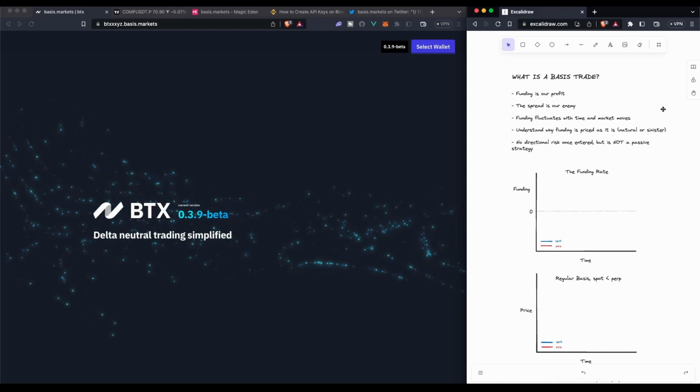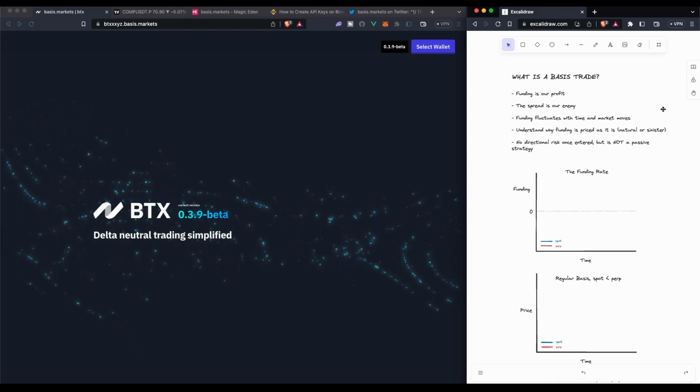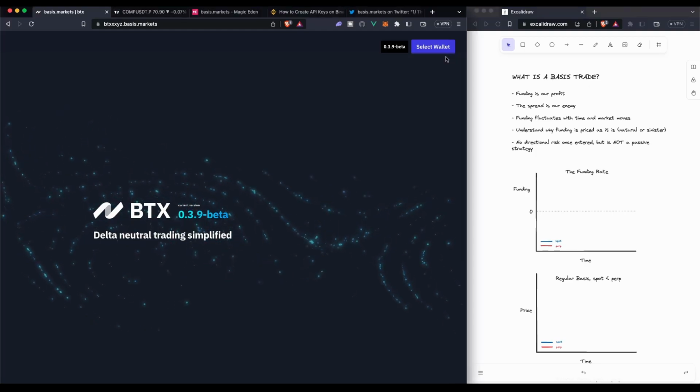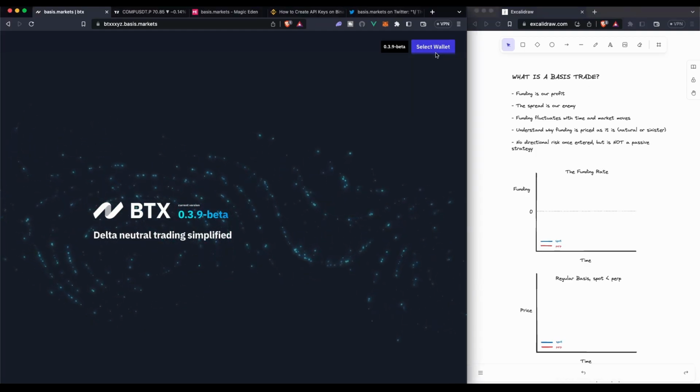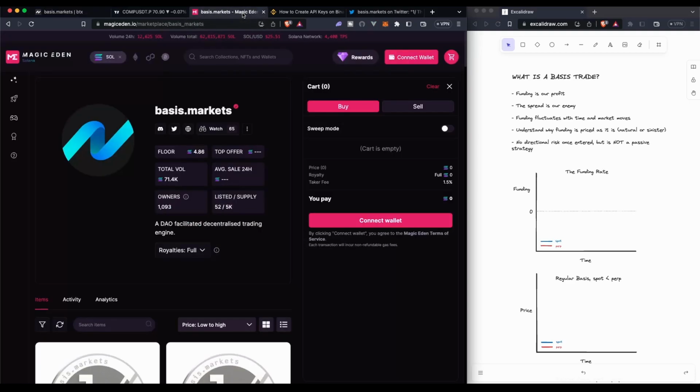So to start off with, to get access to the BTX, you'll need a Phantom wallet and you'll need to have a basis markets NFT. A basis markets NFT can be bought on any of the reputable Solana NFT marketplaces. Here's Magic Eden, for example.